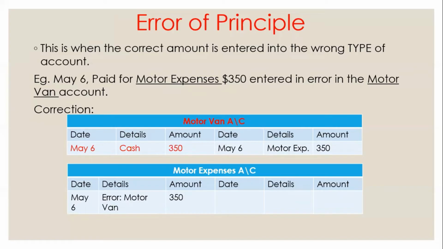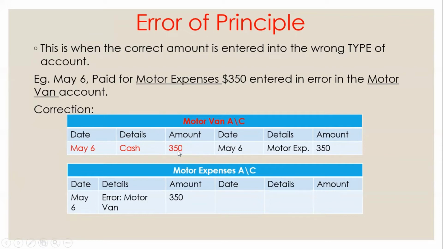You can understand why you would make a mistake. Motor expenses, motor van, they kind of sound similar. Principles governing them are similar, right? Because they are both assets account, right? And well, sorry, they're not both assets account. The motor van is an asset, motor expenses is an expense account, but the principles governing them is the same, right? You debit when these accounts are increasing. And so you would understand why you would put the information in the motor van account. However, it's an error. So this in red here would be the error.